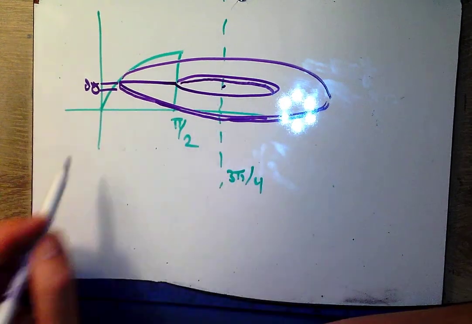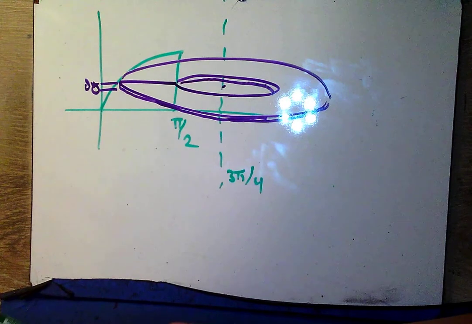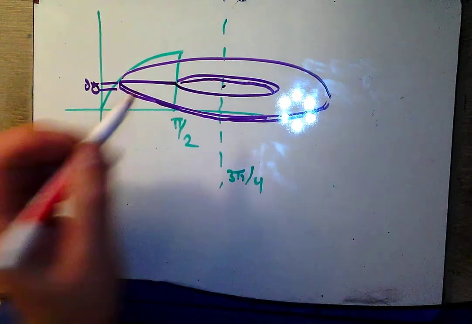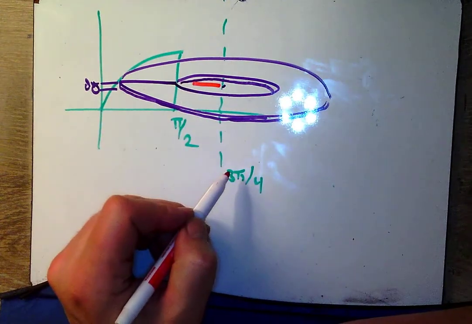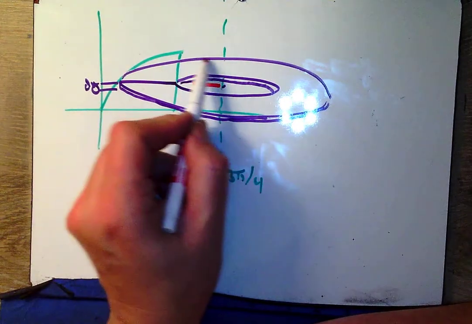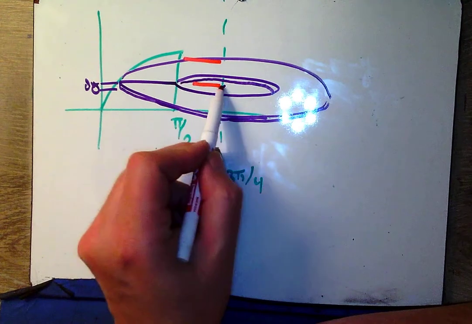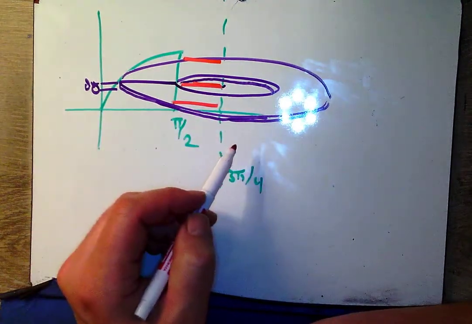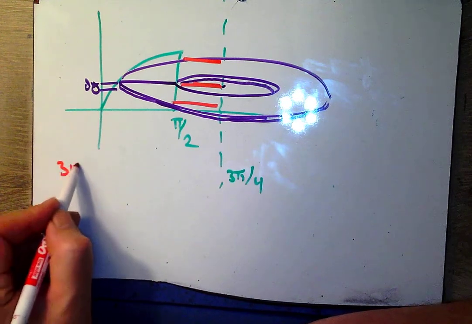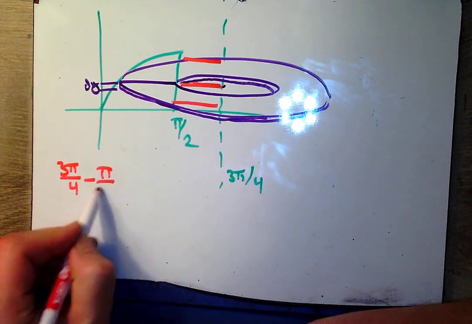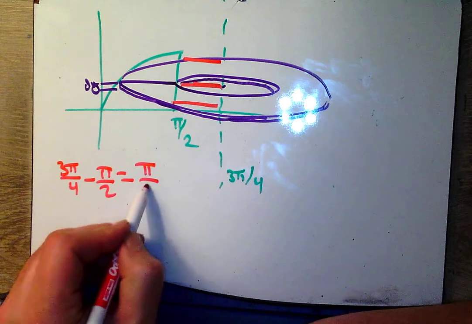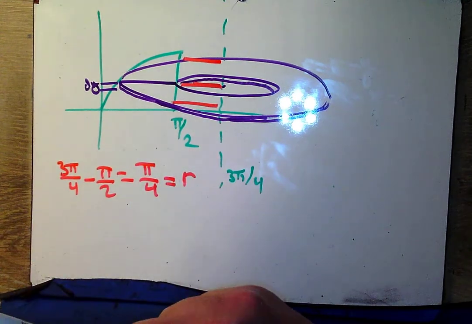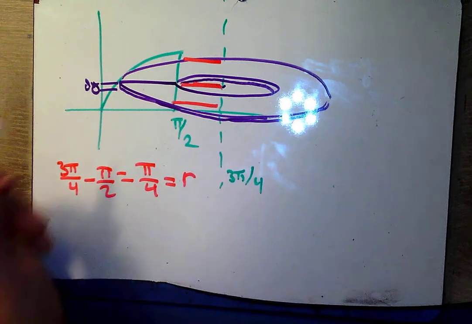Now, if I were setting up this integral, I'd want to know little r and big R. Well, little r is this distance, and I notice that whether I draw here, or here, or here, little r is always the same. It's always 3 pi over 4 minus pi over 2, or pi over 4. That's our little r. Our big R is a little more challenging.